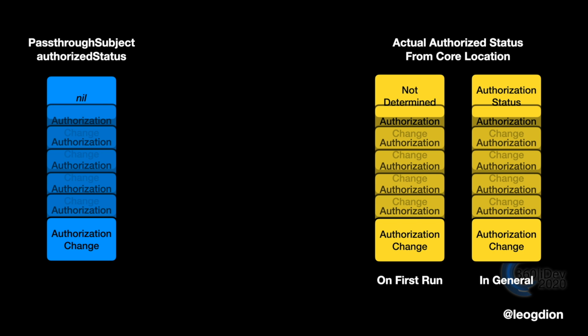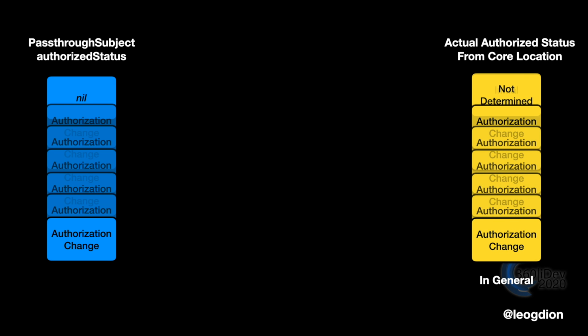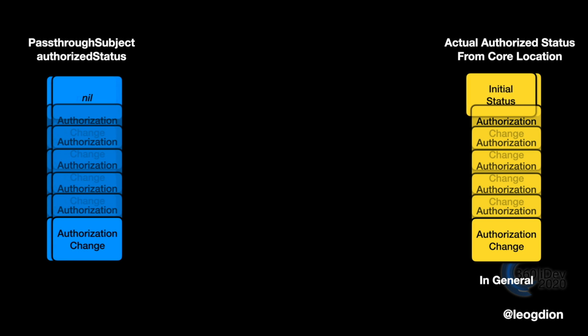And so in some sense, it'll be nil. However, the way the application actually works is it has an initial status, either not determined if this is the first time the application has run or whatever the previous authorization status was. We need to figure out a way to get that initial status within the publisher.